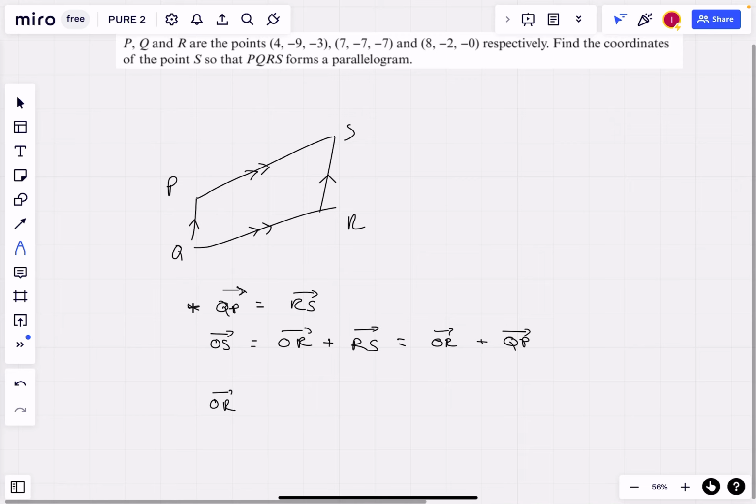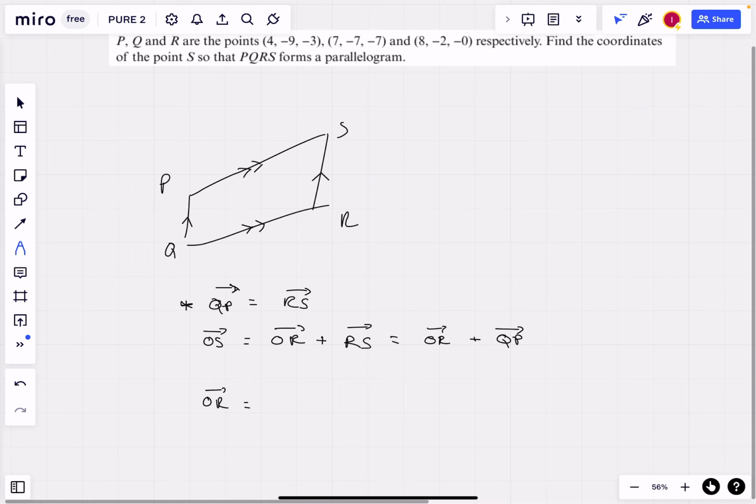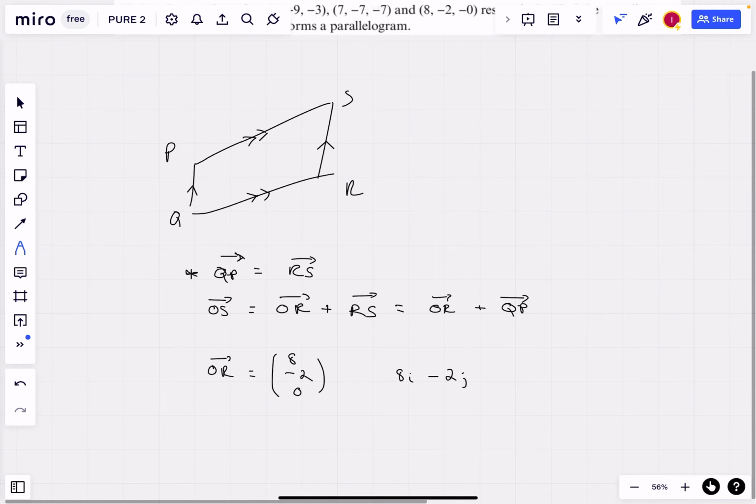OR has the column vector 8, minus 2, 0. You could have also written it as 8i minus 2j. It's 0k technically, so there's no k. QP would be OP minus OQ.